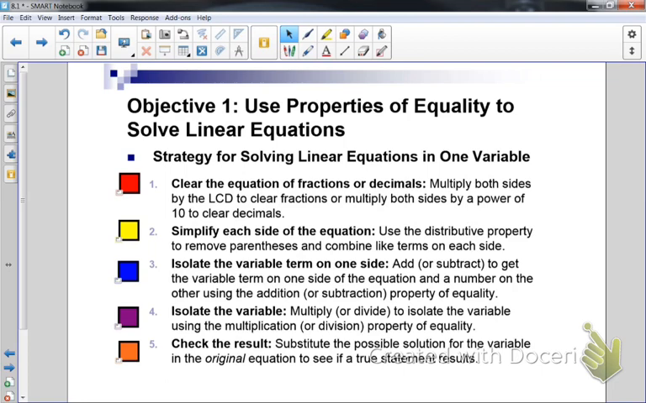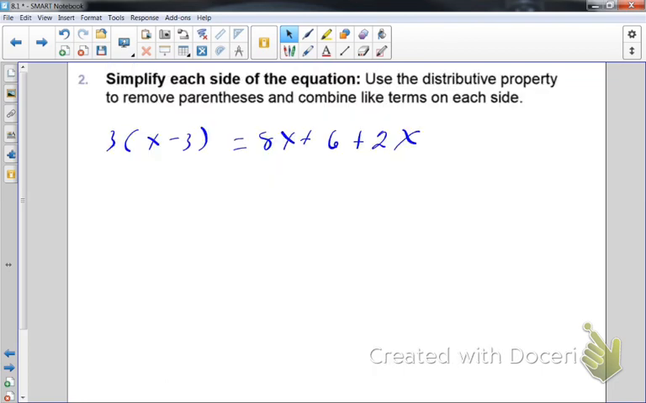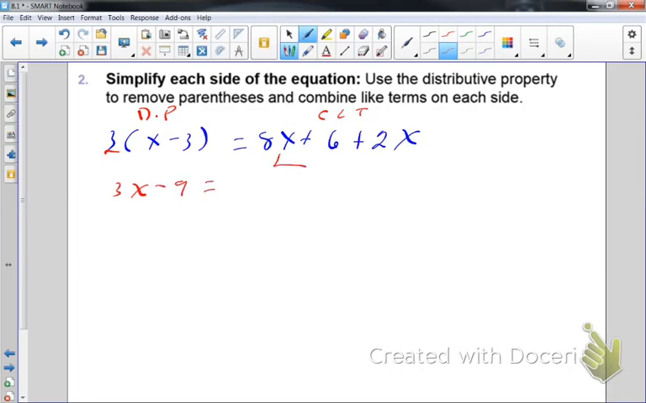Number 2 says simplify each side of the equation. Sometimes the given equations involve the distributive property and then combining like terms. What we want to do is simplify, make our lives a lot easier, so that we can go ahead and solve it. So we're going to multiply this 3 into the given quantity of x minus 3. We'll end up with 3x, and then minus 9 that is equal to, and we combine things that are alike. For example, these two have variables, so this will become 10x and then plus 6.